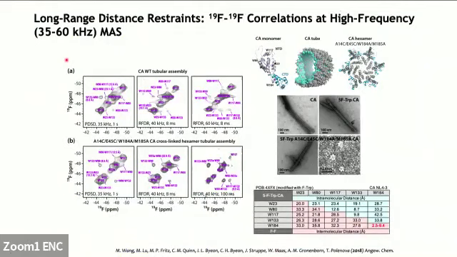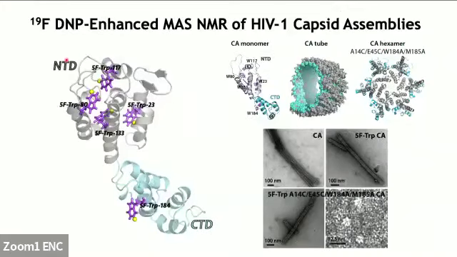Going back to interfluorine distances, in these assemblies we've also done a range of fluorine-fluorine correlation experiments, RFDR and proton-driven spin diffusion at different spinning frequencies. I will not walk you through the details of this data, but just tell you that we're able to see distance correlations corresponding to distances of up to 23 angstroms, which is quite useful for structural analysis.